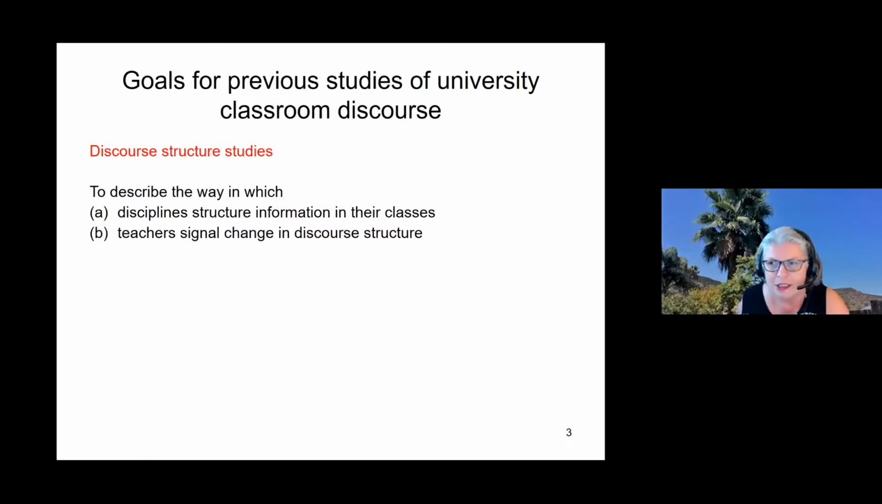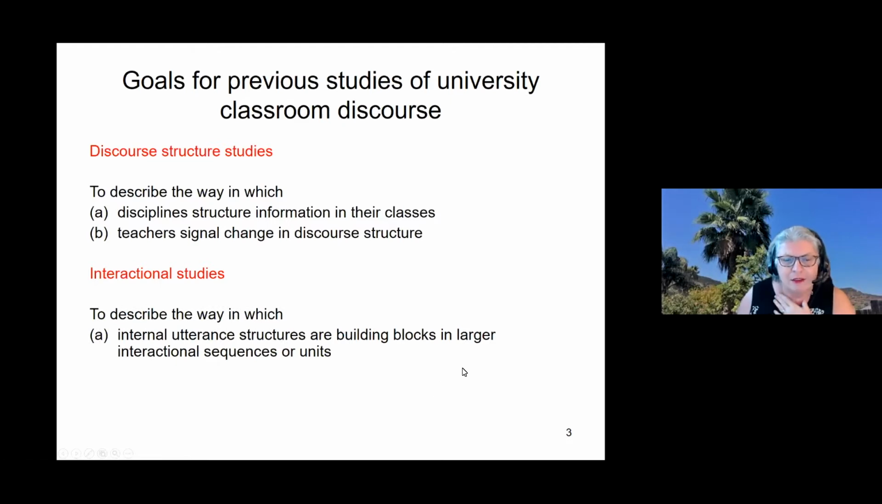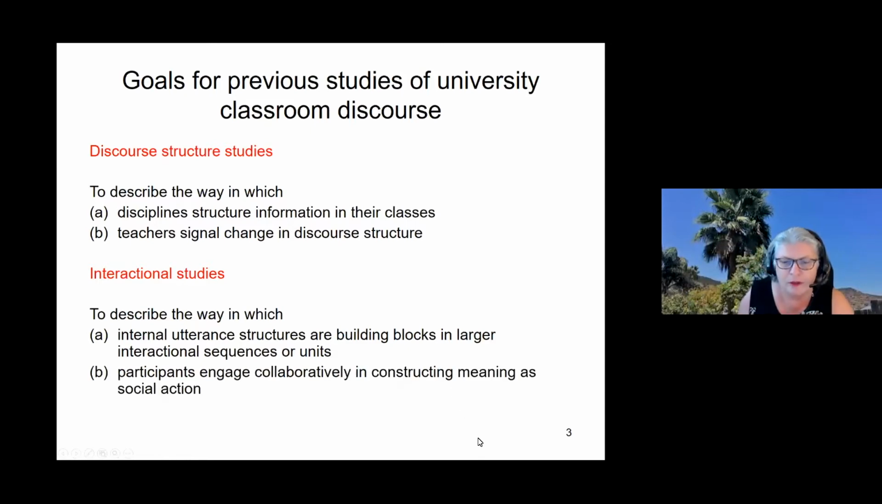For example, when we teach in our classes, suddenly the professor says, the topic of my lecture today is blah, and then starts talking about the different topics that he or she might be covering. In the interactional studies, the goal was or is to describe the way in which internal utterance structures are building blocks in a larger intellectual sequence or unit in the discourse. Or the other goal for these studies has been to look at how participants engage collaboratively in constructing meaning as a social action, okay?